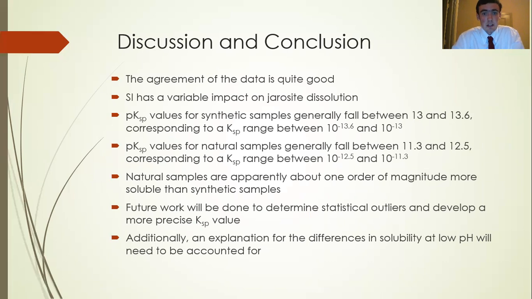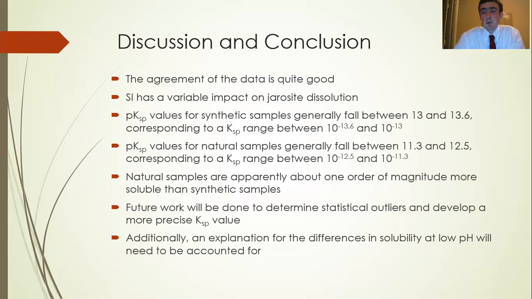pKsp values for synthetic samples generally fall between 13 and 13.6, corresponding to a Ksp range between 10 to the negative 13.6 and 10 to the negative 13. Remember, pKsp is the negative log of Ksp. pKsp values for natural samples generally fall between 11.3 and 12.5, corresponding to a Ksp range between 10 to the negative 12.5 and 10 to the negative 11.3.